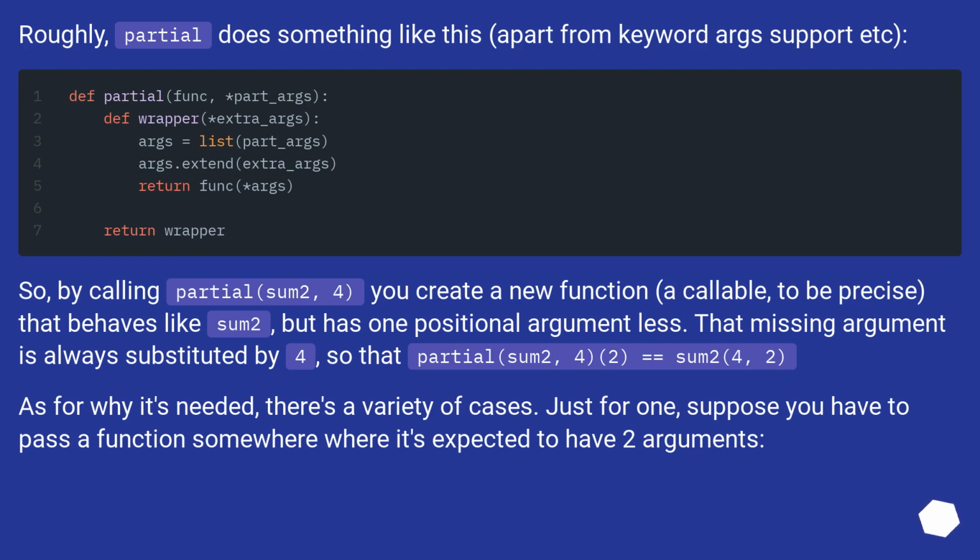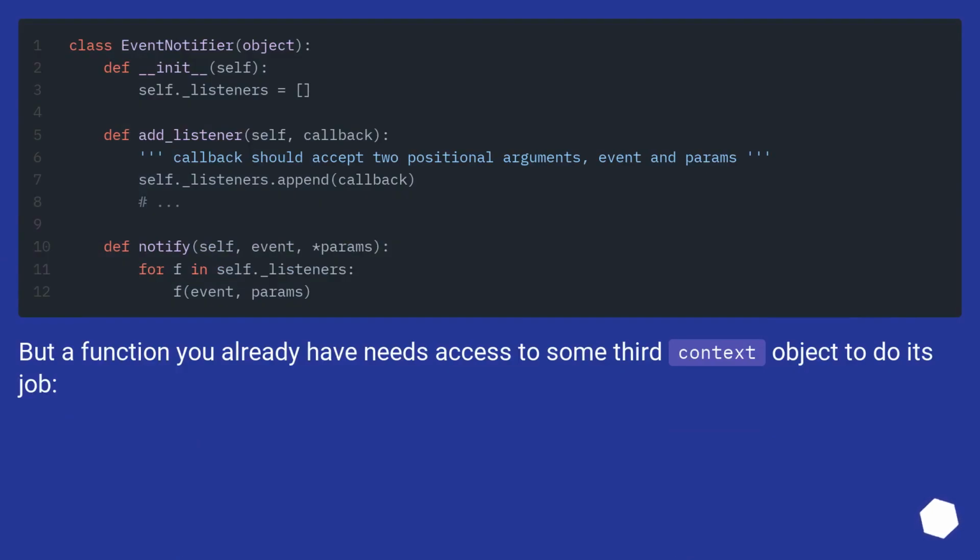As for why it's needed, there's a variety of cases. Just for one, suppose you have to pass a function somewhere where it's expected to have 2 arguments. But a function you already have needs access to some third context object to do its job.